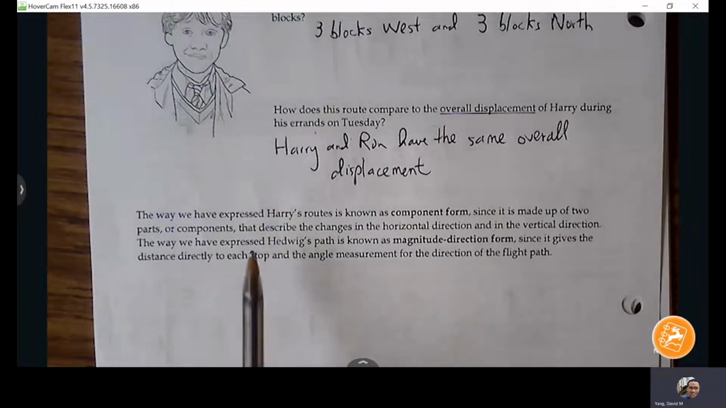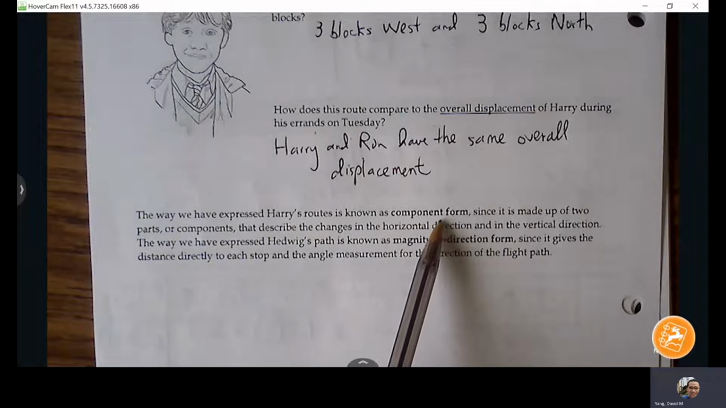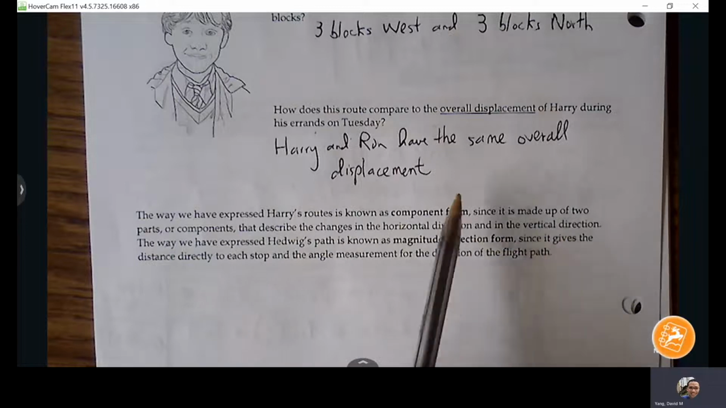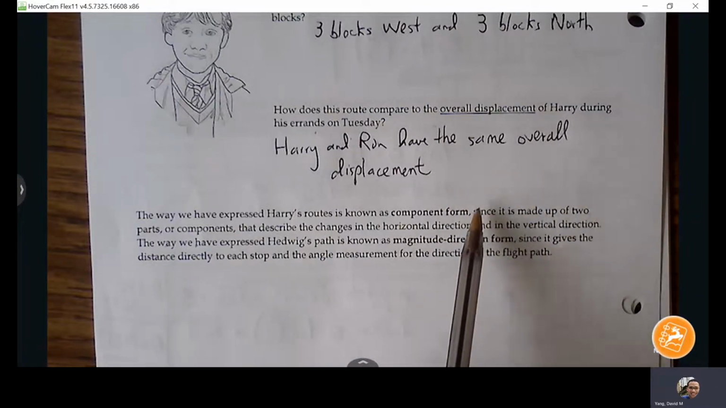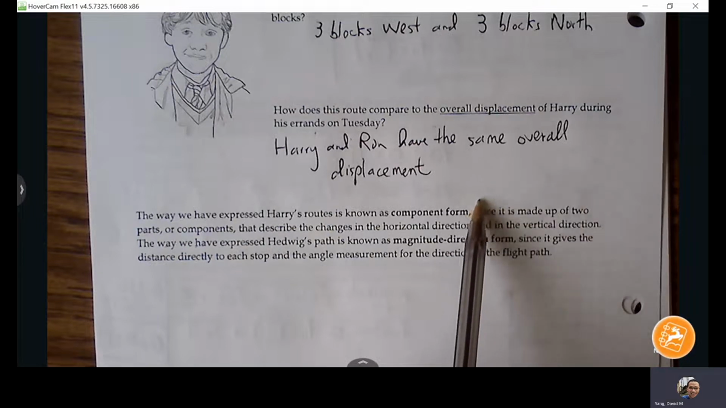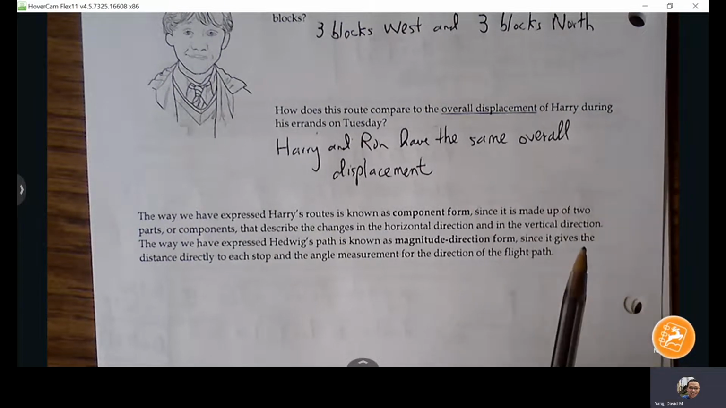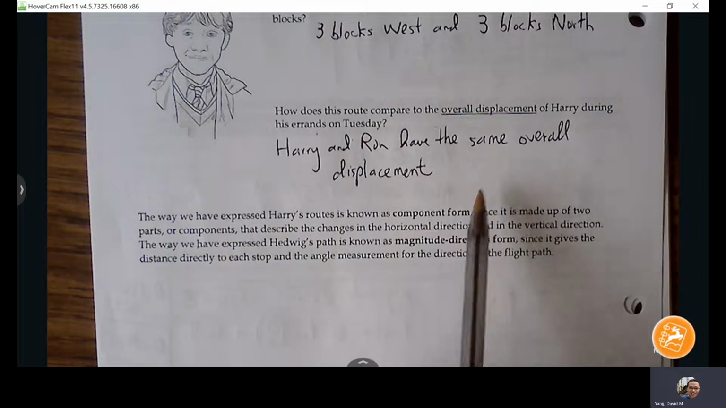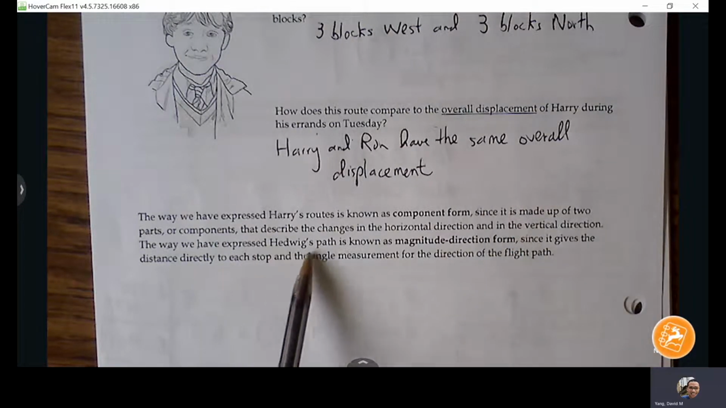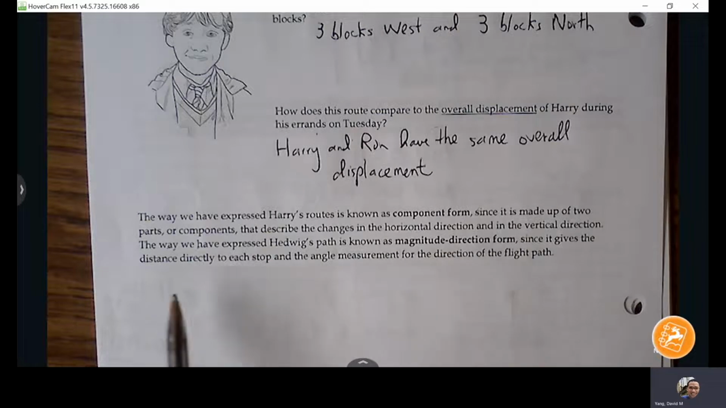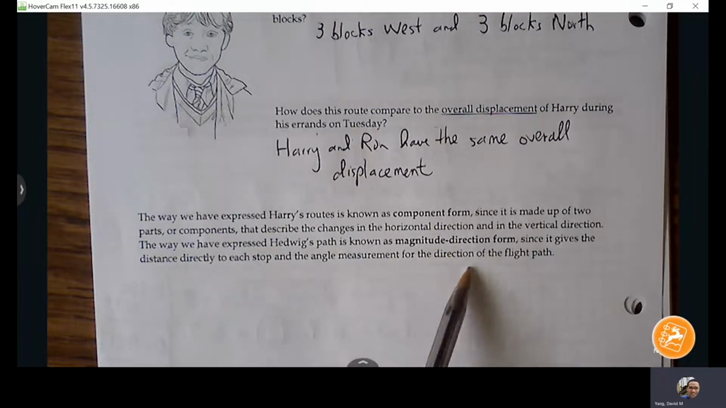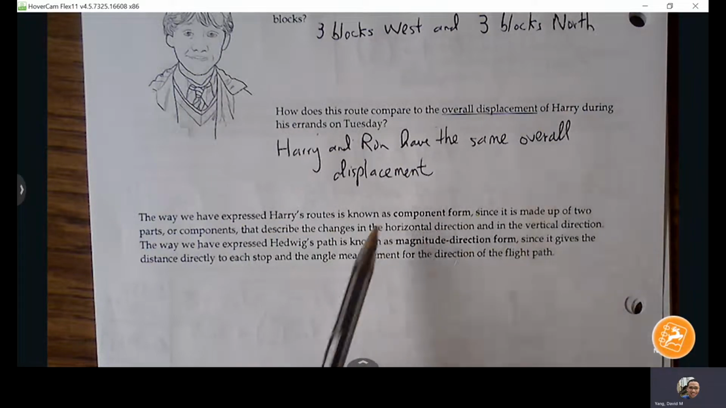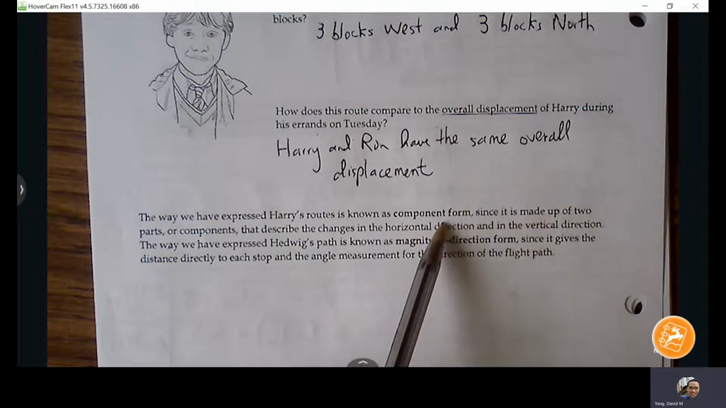Okay, the way that we've expressed Harry's routes is known as component form, since it's made up of 2 parts or components that describe the change in horizontal distance and vertical direction, right? Every vector that we created was formed out of horizontal and vertical parts. Think of it as the horizontal and vertical portions of the right triangle that connects the hypotenuse together. The way that we've expressed Hedwig's path is known as magnitude direction form, since it gives the distance directly to each stop and the angle measurement for the direction of the flight path. Okay, we're finding the magnitude and the direction, the exact direction and the length of the hypotenuse.